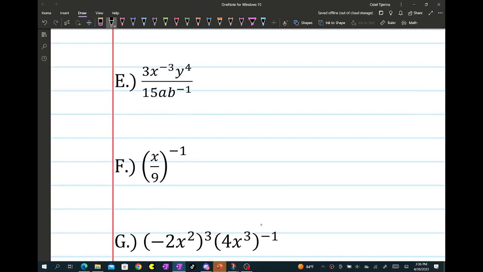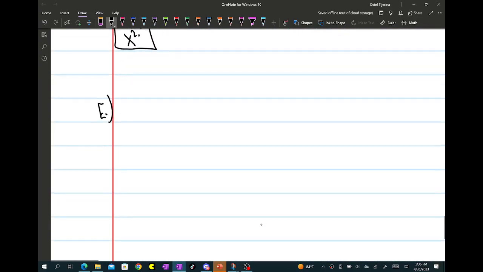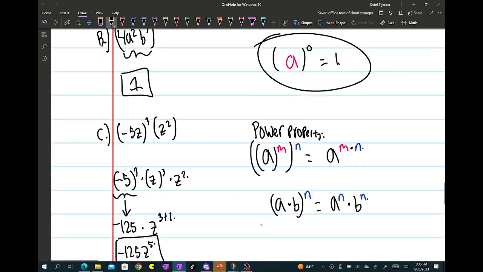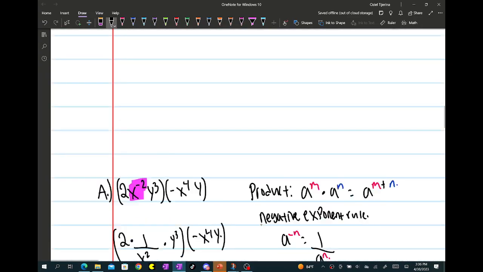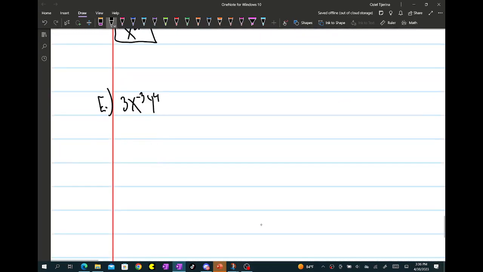3x to the negative 3y to the 4th. So let's go ahead and copy it. 3x to the negative 3y to the 4th, and then all over 15ab to the negative 1, all over 15ab to the negative 1.